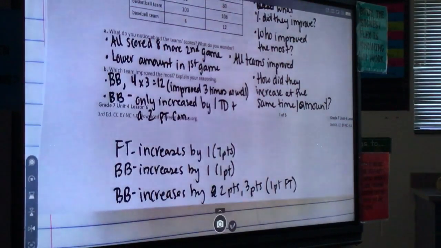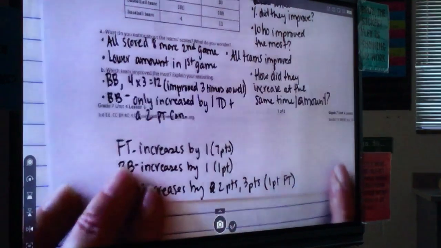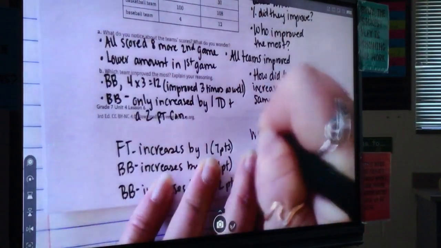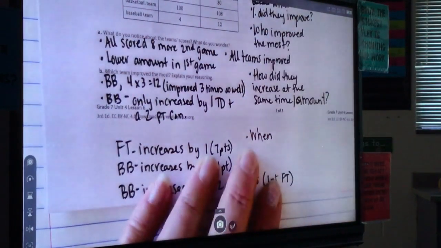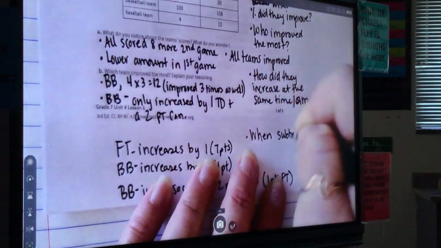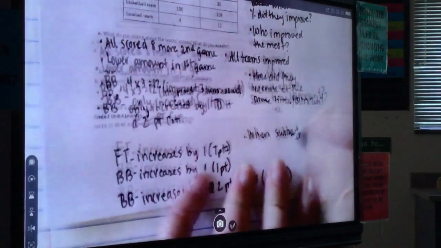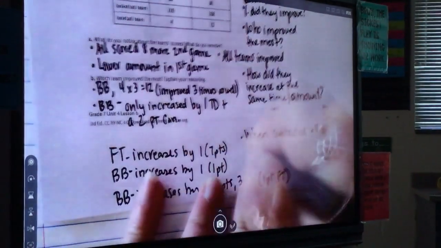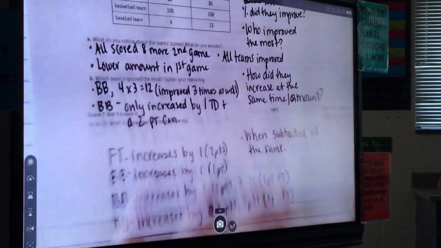All right, let me get one more, Daniel. I was told that when you subtracted from the first game to the second game, like their second game minus their first game points, every single one of them equaled 8. Okay. So how did that help you determine who improved the most? Because I realized that they all improved the same. Okay, so you're saying they all improved the same. When subtracted, all got more, all the same. All right, interesting. Lots of good thinking. All right, slide over to the first activity.